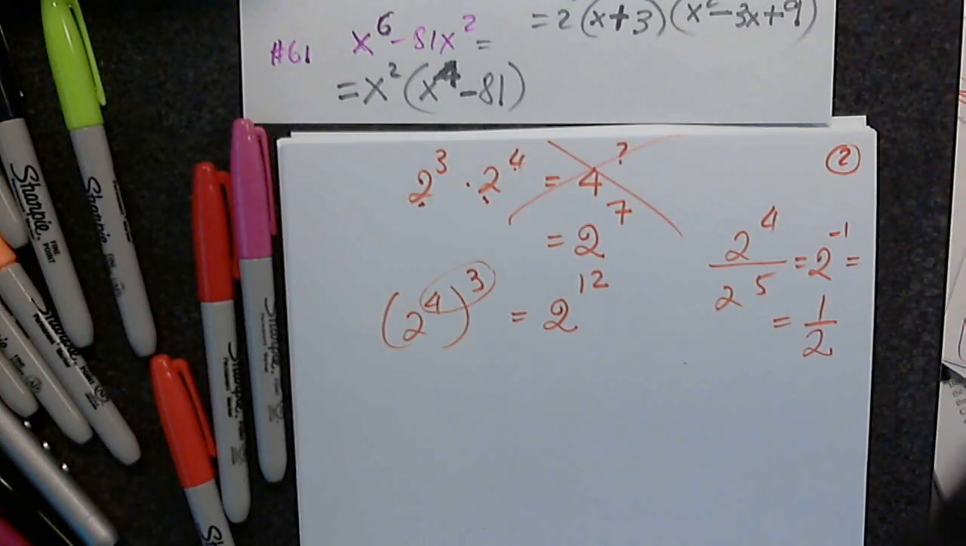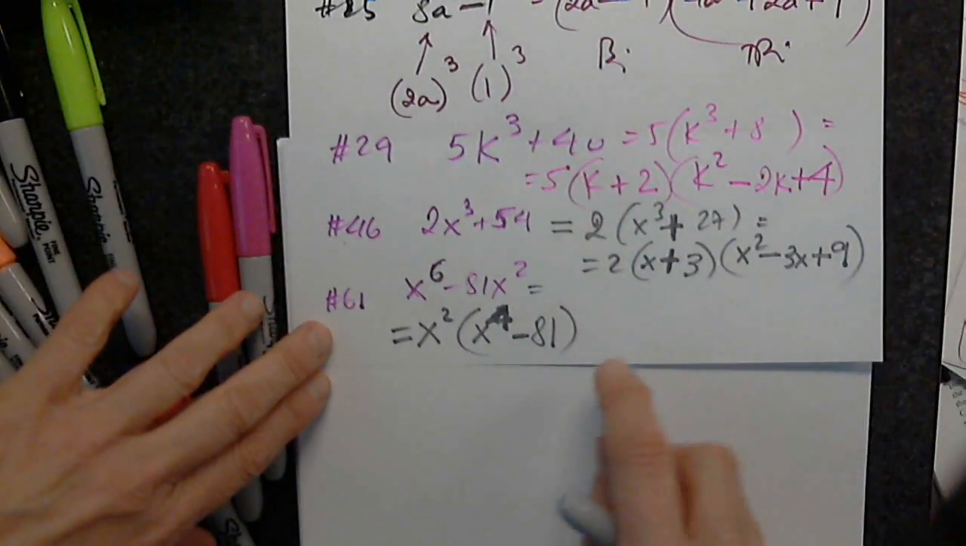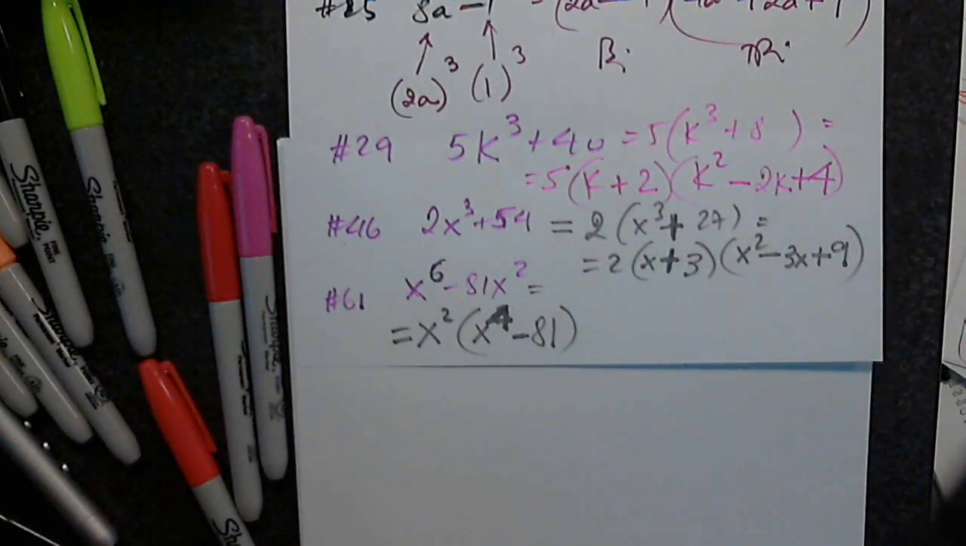When we multiply exponential notations having different exponents but the same base, copy the base, add the exponents. When we raise to a power, copy the base, multiply the exponents. When we divide, copy the base. That's why I always say copy the base, and subtract the exponents. Okay, coming back. So what do I do now with x to the fourth minus 81?